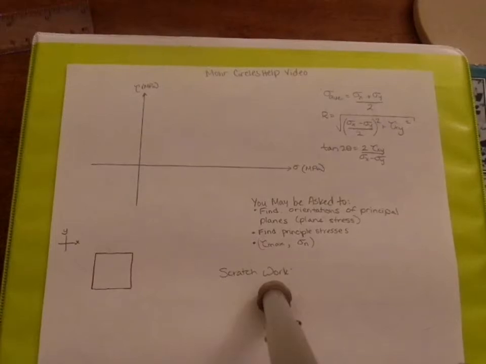This is the MohrCircleHelp video for structural geology. So in structural geology, you might be asked to do the following things with a Mohr circle. You might be asked to find the orientations of principal planes or plane stresses. You might be asked to find the principal stresses, and you might also be asked to find tau max, which is your maximum shear stress, and the normal stress that goes with it.